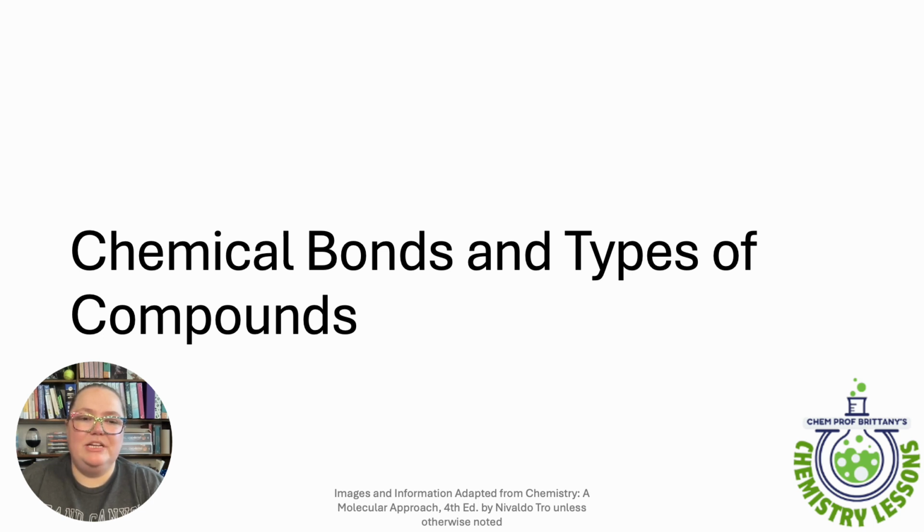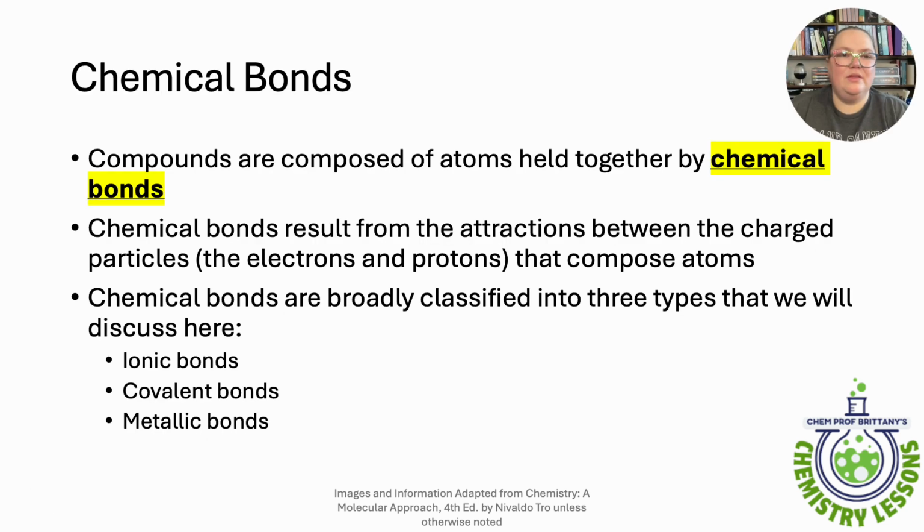So first we need to talk about chemical bonds and the types of compounds that we encounter in chemistry. Compounds are composed of atoms that are held together by chemical bonds. So it's not just a mixture of things, they are glued together. And chemical bonds result from the attraction between charged particles that compose atoms, and we're specifically talking about the electrons and the protons. Our chemical bonds are broadly classified into three types: ionic bonds, covalent bonds, and metallic bonds.